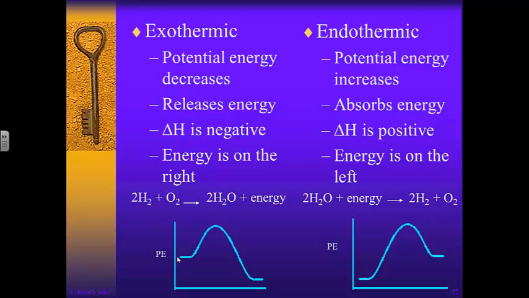Let's compare the two diagrams. In an exothermic reaction, our curve is downhill. Potential energy is decreasing because it's releasing energy, and our products are lower than our reactants, which means that our delta H will be negative, and energy appears on the right side when it's in an equation. In an endothermic reaction, our potential energy is increasing, meaning it's absorbing energy, which is evidenced by the products being higher than the reactants, resulting in a positive delta H, and energy is on the left side when written in an equation.